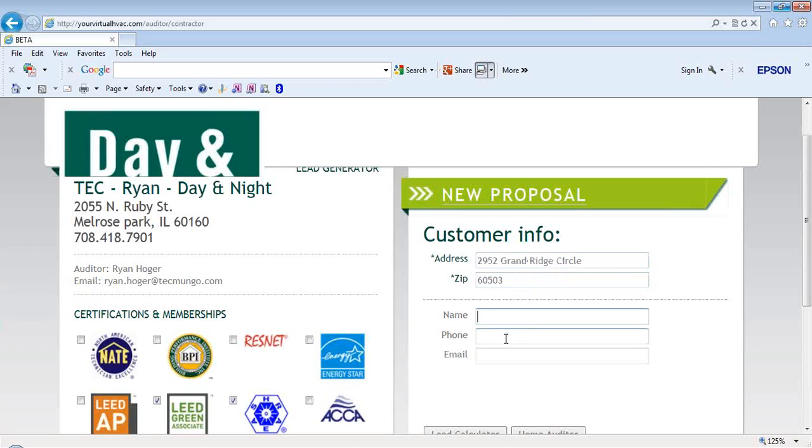And then if I want, optionally, I could put the information on here for the customer for their contact info so it shows on the reports. I don't need it for the load calc, but if I want it to show on the report, I can do that. So I can type those in. I want to put them on here just so it looks good.